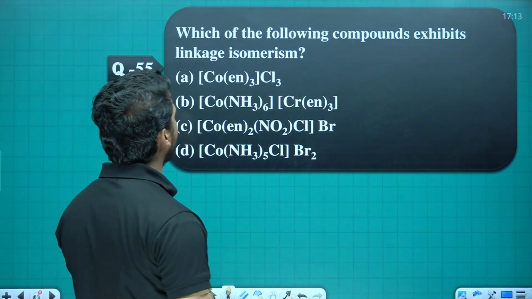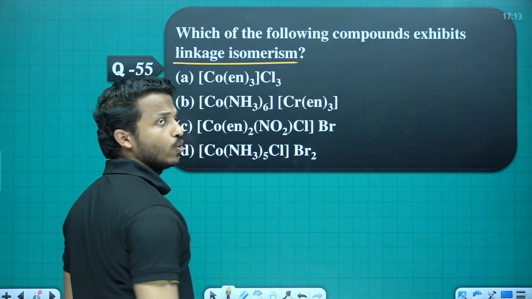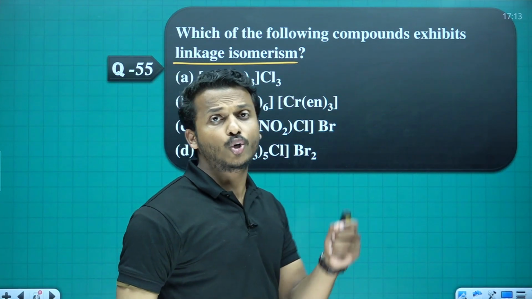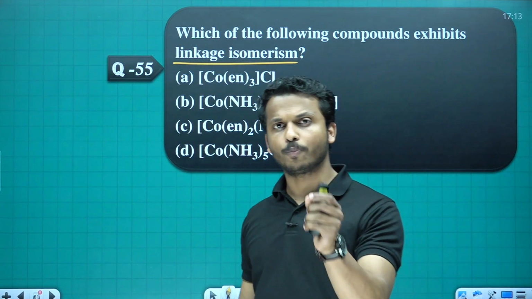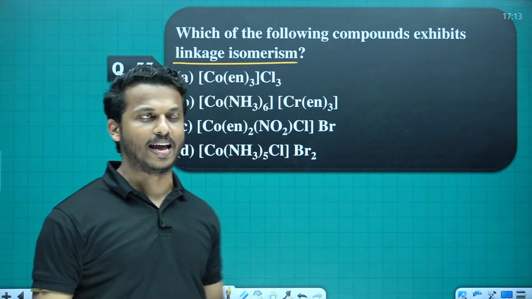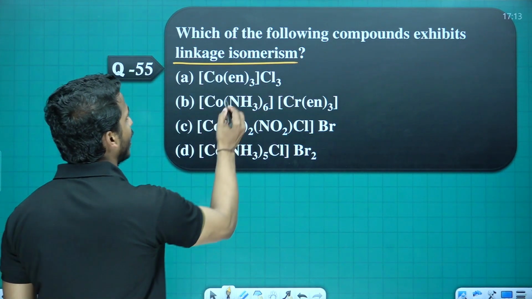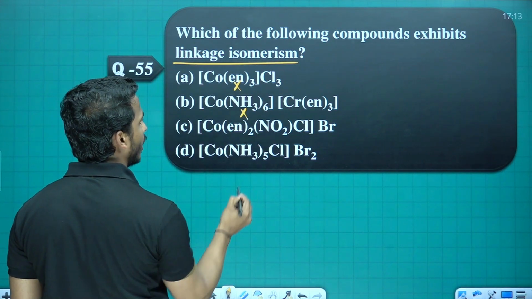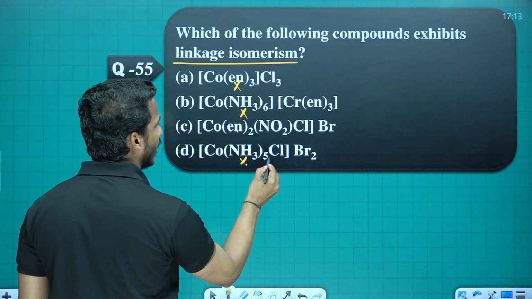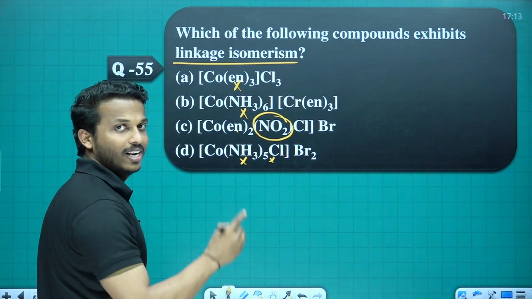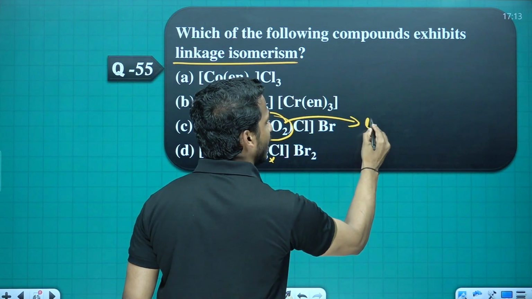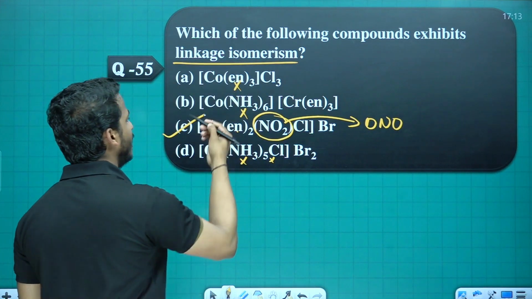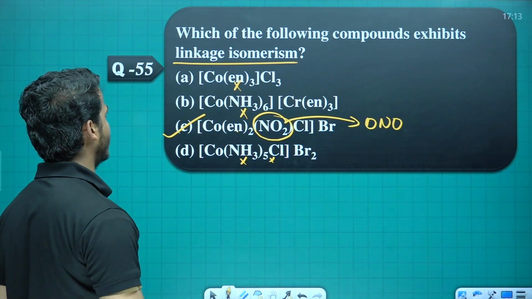Which of the following compounds exhibits linkage isomerism? As I told you, in order to show linkage isomerism, there should be the presence of an ambidentate ligand. Where is an ambidentate ligand? This is bidentate, this is monodentate, this is monodentate. See, NO2 is there. NO2 is an ambidentate ligand, it can bind through N or through O. Yes, it can form linkage isomerism.